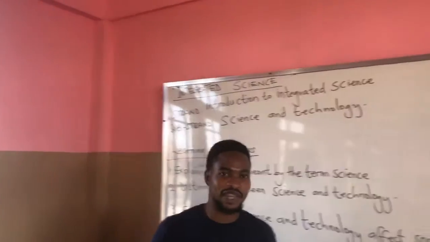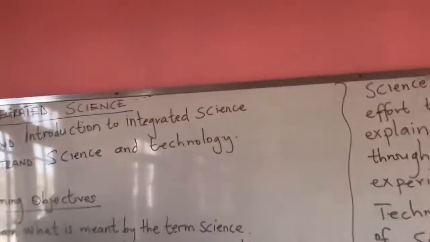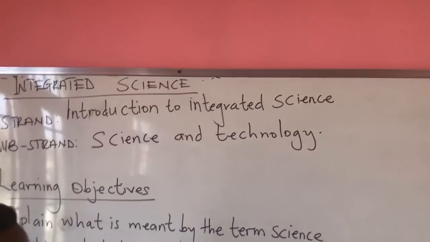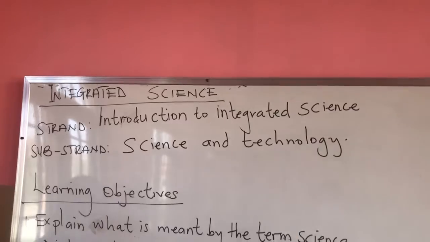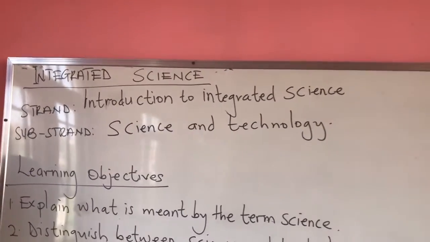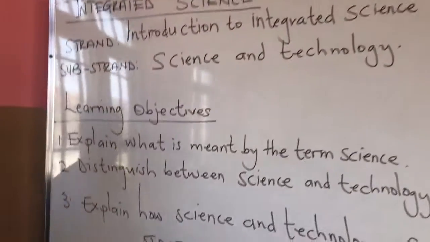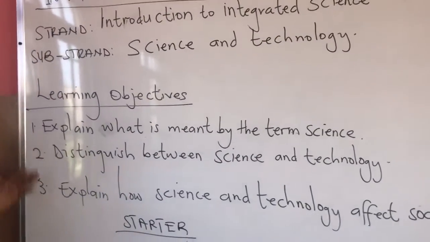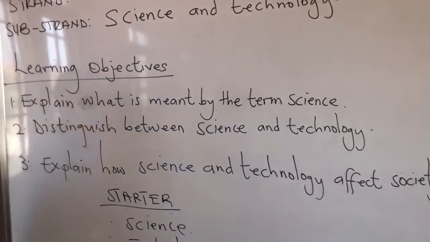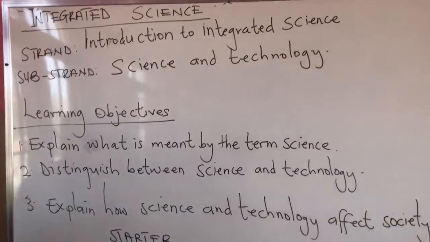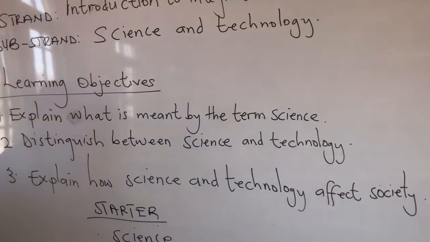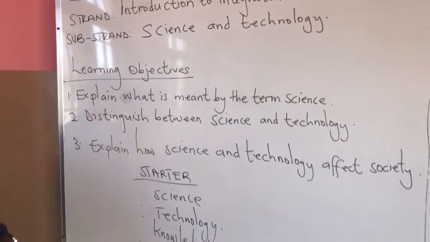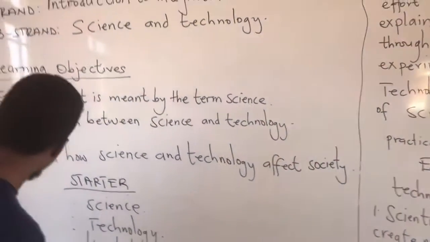Today we have Integrated Science for Basic 6, and our strand is Introduction to Integrated Science and our sub-strand is Science and Technology. We also have the learning objectives that will help us understand a few things in this lesson. One, explain what is meant by the term science. Two, distinguish between science and technology. And three, explain how science and technology affect society.